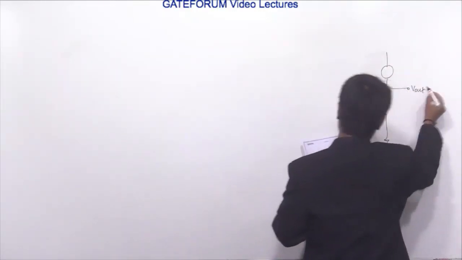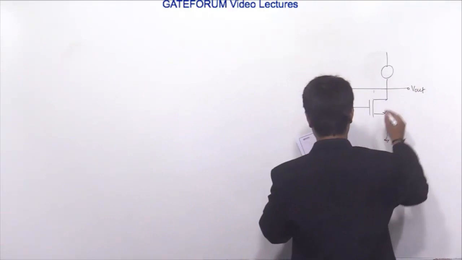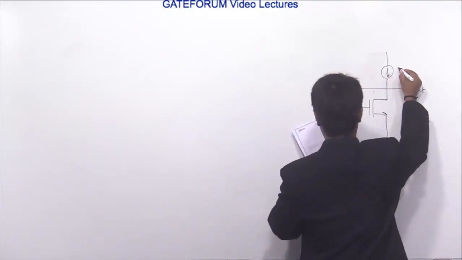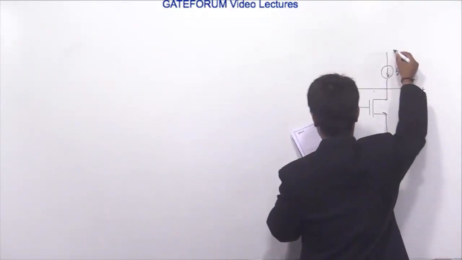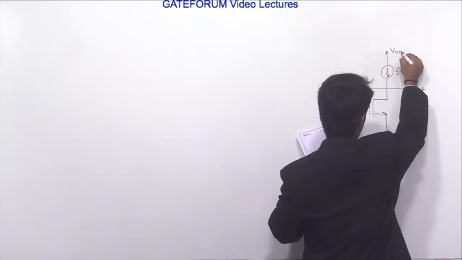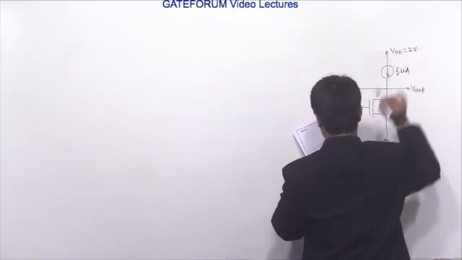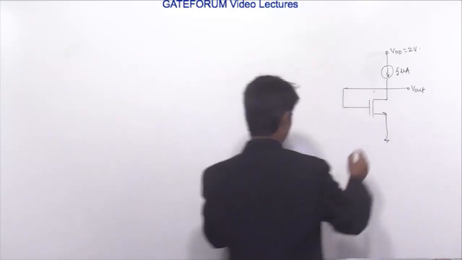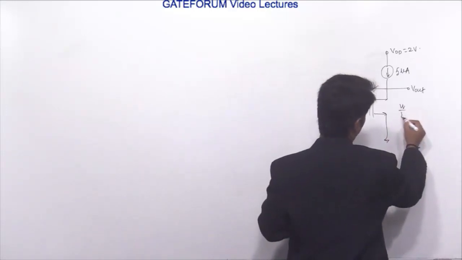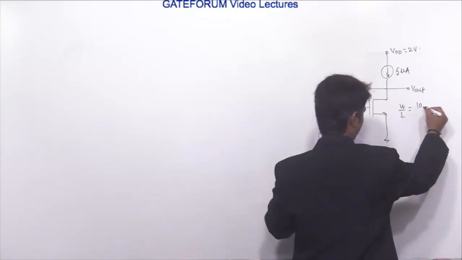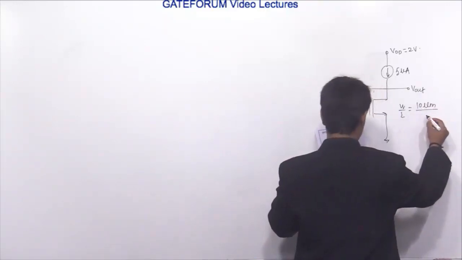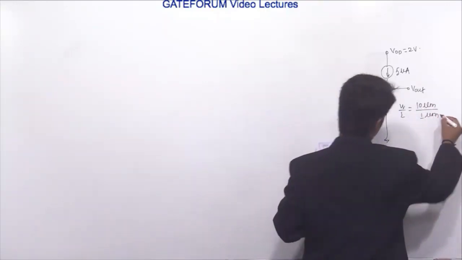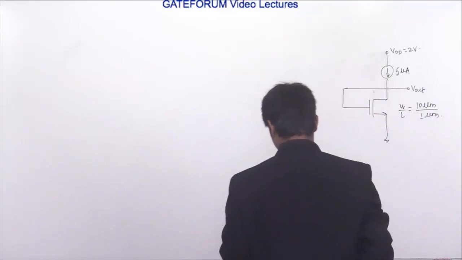This is Vout. This is a 5 microampere current source, and VDD equals 2 volt. Now see, in this question the W by L is also given: W by L equals 10 micrometer by 1 micrometer.